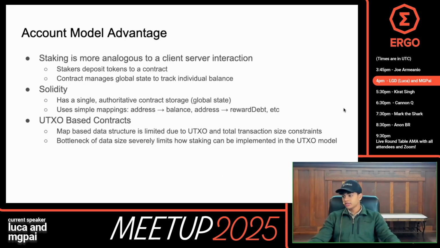So let's talk about the advantage of the account model in the context of staking. So staking is more analogous to a client-server interaction. What that means is that a server is really just a computer that never turns off, right? It's always running in the background. And the client is really the people who hit that server, right? You need to talk to that server to do something.